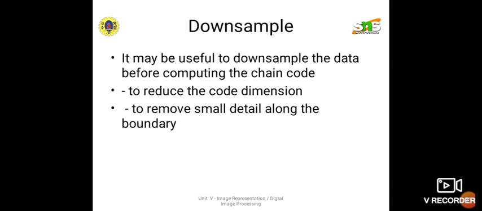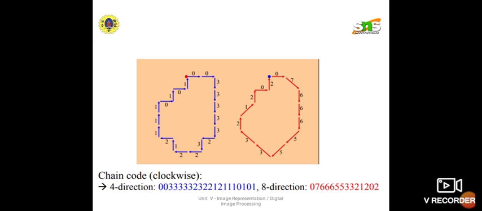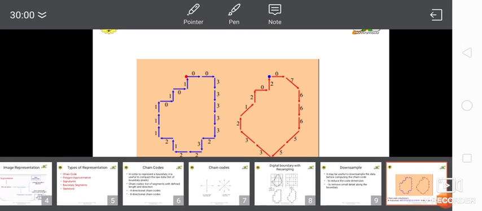Okay, so why do we do downsampling? As I told you, to reduce the code dimension and to remove small detail along the boundary, right? Here, a different shape is given, somewhat different from the previous shape which we saw. Here you can see based on the direction change, it is 0 0 all 3s. So how the chain codes are written at the bottom last: 0 0, 5 3s, 2 3 etc., until we end up at the top value, that is 1 here.